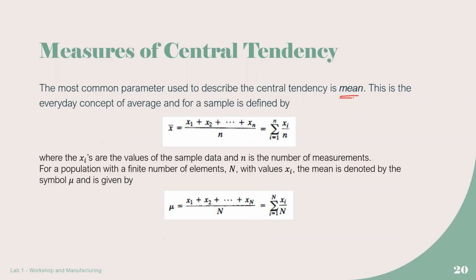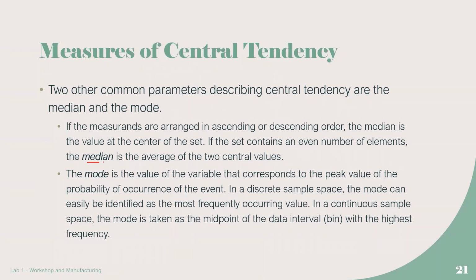We have the mean. Mean is basically the one we are using the most. It is taking the average, honestly. We have this one and this one. Both are means, but this one is for a finite number of elements. Basically, you're just summing the measurements and dividing by the total number of measurements. We have median and mode. We're going to talk about them in a real example.